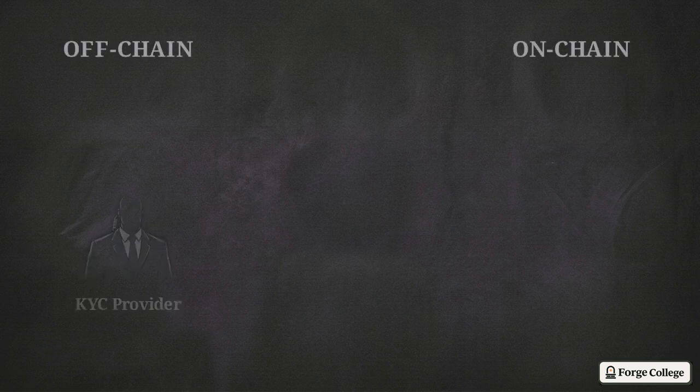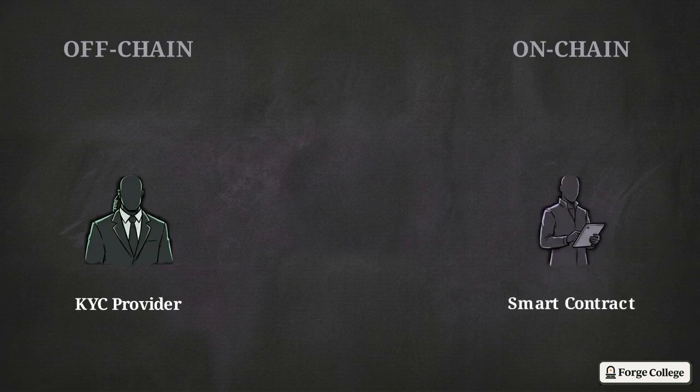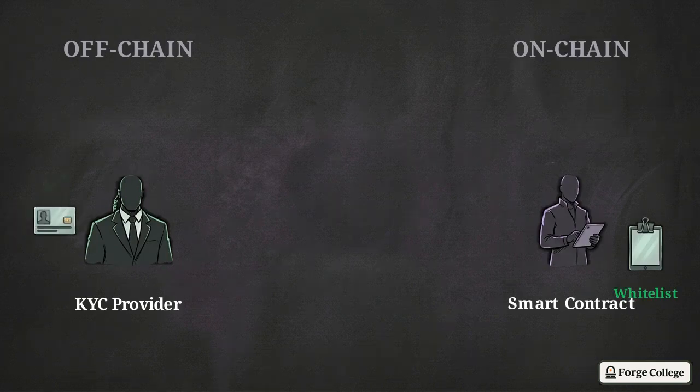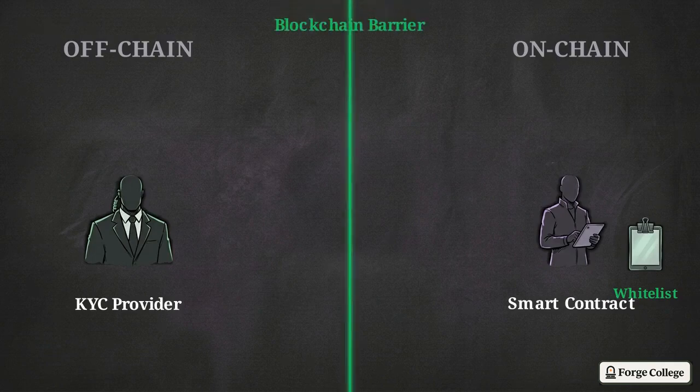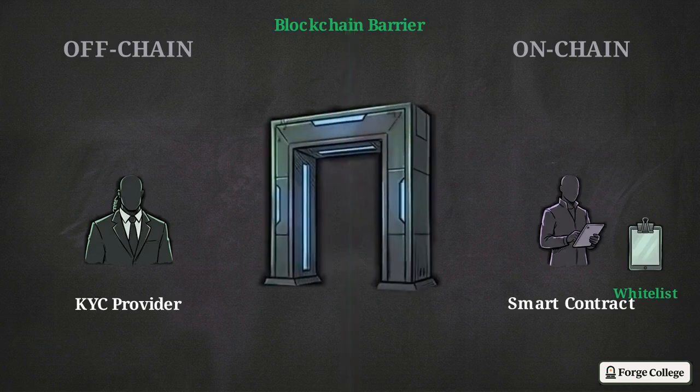Imagine an exclusive nightclub. On the left, we have a strict bouncer. That's our KYC provider. On the right, behind a heavy door, is the VIP manager, our smart contract, who oversees the club's interior. The bouncer outside handles all the heavy lifting of checking physical IDs, but the VIP manager inside is the only one holding the actual guest list, or the whitelist. Notice that glowing green line separating them. That is the blockchain barrier. Because blockchains are isolated, the manager inside can't simply look out the window to see who the bouncer just approved.